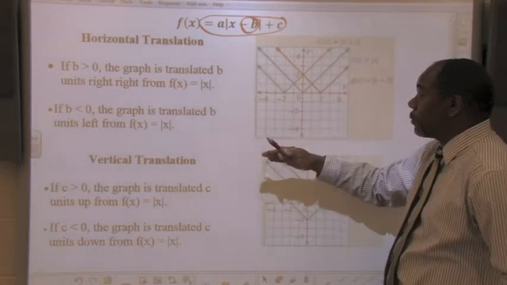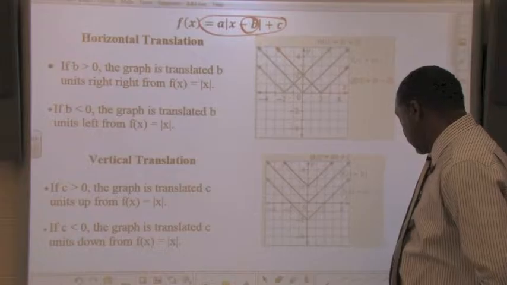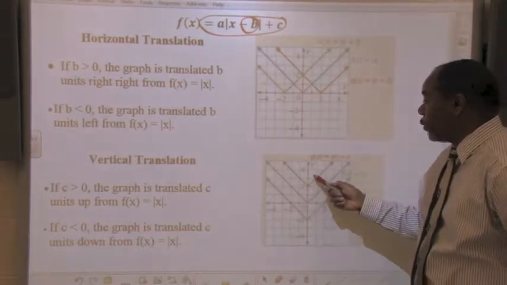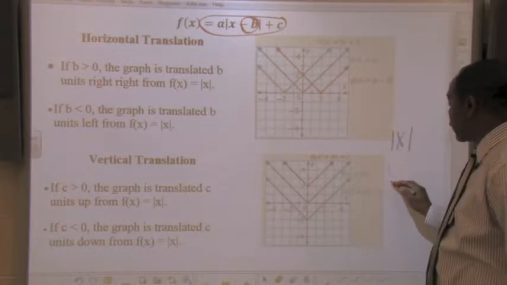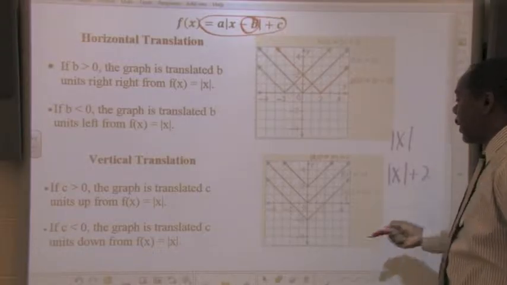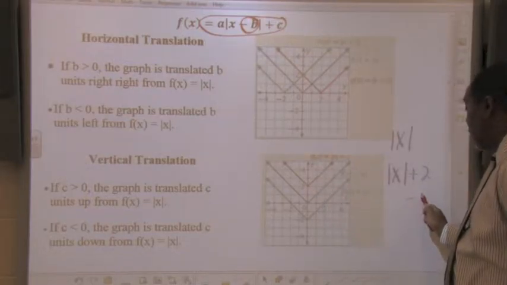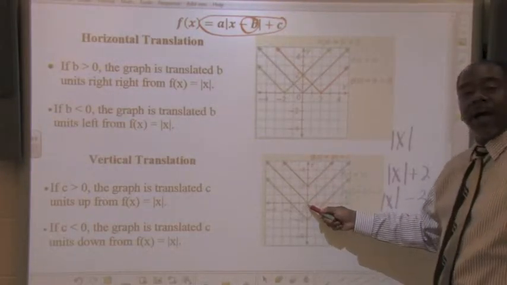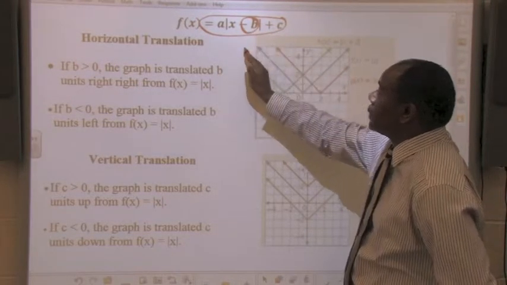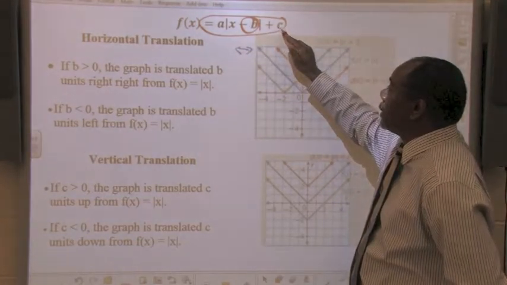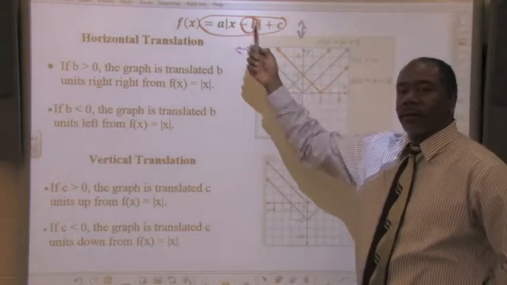I can also move it up or down vertically. If the c value is positive, the function is moved up. So here, I take the standard absolute value function, and I add 2 to it. The function is moved up 2. Conversely, if I changed it to a negative 2, the absolute value function is moved down 2. What I like to do is say, this moves it left or right. The c value moves it up or down. We're going to talk about what that a value does next.